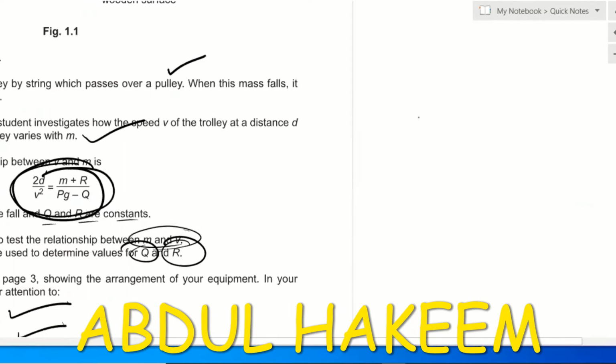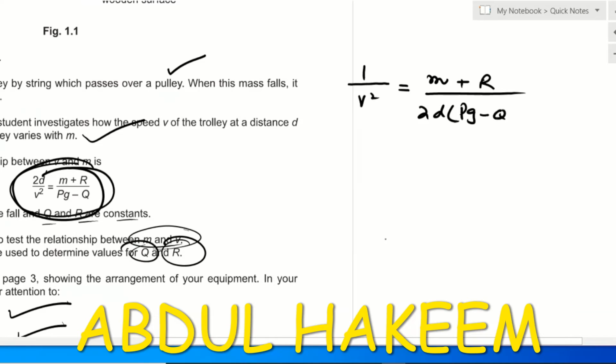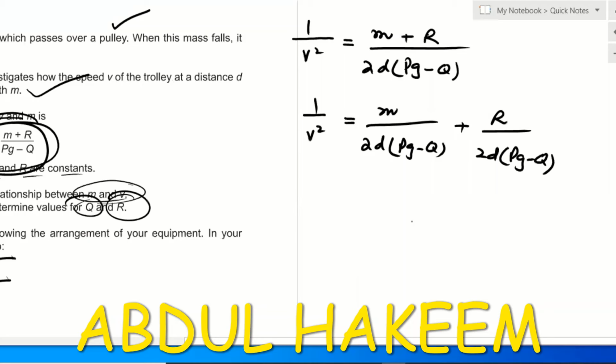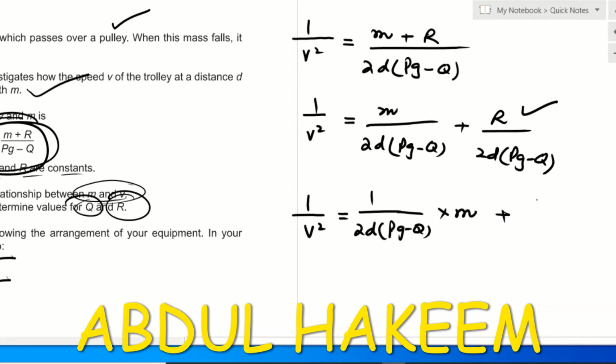Okay, I solve here. So it can be written as 1 divided by v square is equal to m divided by 2d pg minus q, and plus r divided by 2d pg minus q. Okay, look, this is the linear equation. This is the final shape, but we can write in better order. So 1 divided by 2d pg minus q multiplied by m plus r divided by 2d pg minus q.